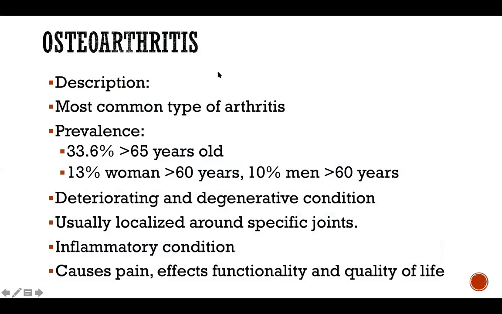Okay, so first, osteoarthritis. Osteoarthritis is the most common type of arthritis, and it involves inflammation of the bones and the joints. This can increase with aging, of course, because we're talking about nutrition and aging, and it occurs more predominantly in women versus men. It is deteriorating and degenerative, which means it continually gets worse. It never gets better. It's kind of a cumulative effect. And it's usually around specific joints, such as the hips, the hands, and the knees.